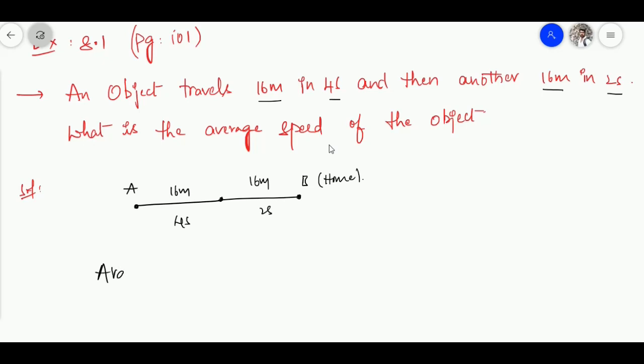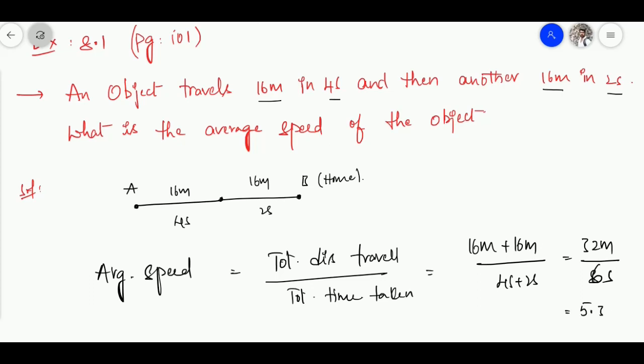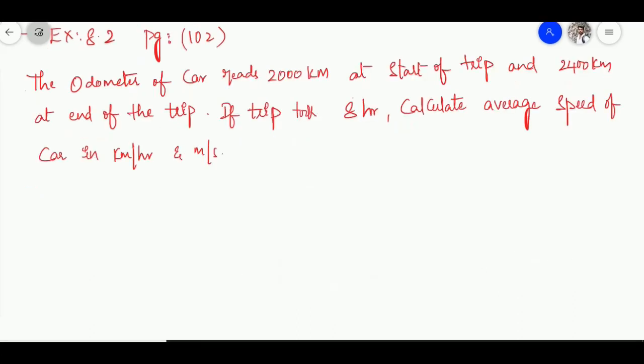That's where I said you have to calculate average speed. The formula is total distance traveled by total time taken. So total distance is 16 meters plus 16 meters. Total time is 4 seconds plus 2 seconds. So that is 32 meters totally and 6 seconds totally. That gives you 5.3 meter per second. This is the speed of the object, average speed. So this is the second example from your textbook, page number 102.